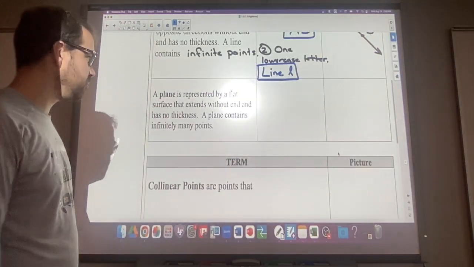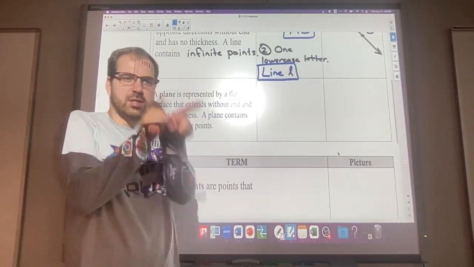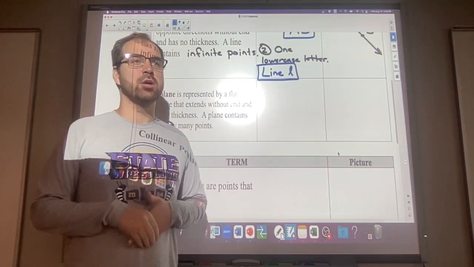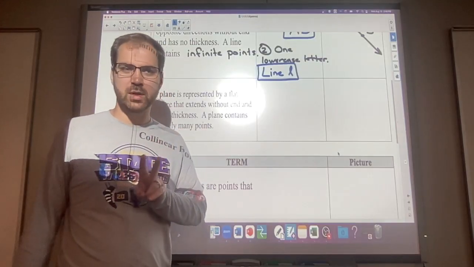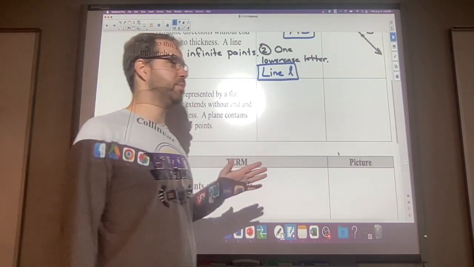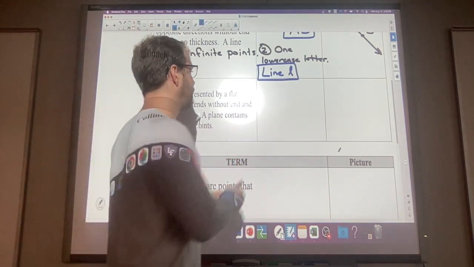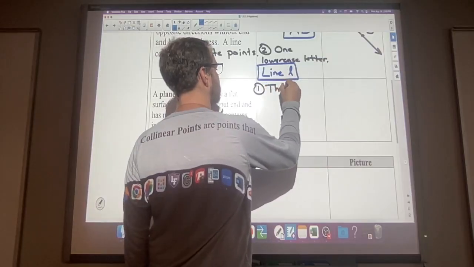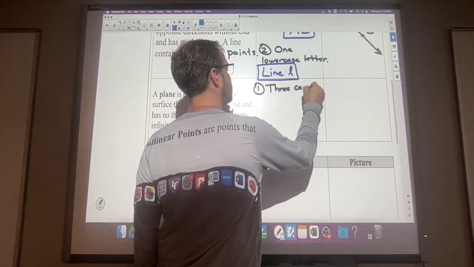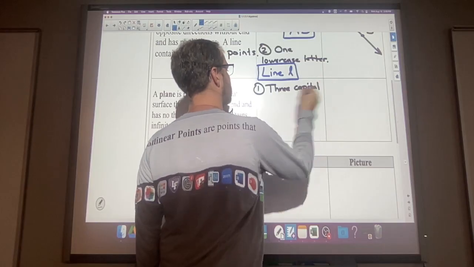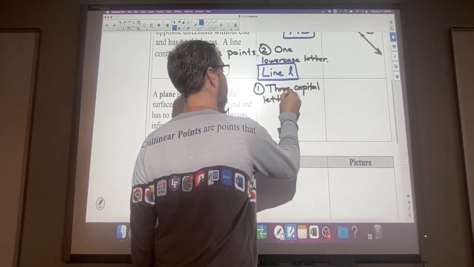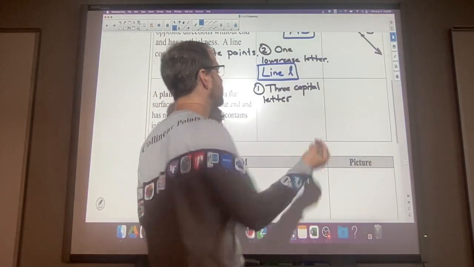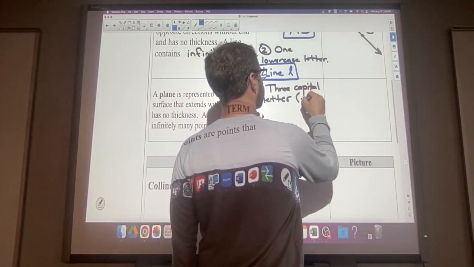Now, because it's not just a line going in 2 directions, it's going in every direction, it's really hard to name it. So we have 2 ways to do this as well. It's a little bit particular, but it's not too bad. So the first way is we use 3 capital letters. Once again, these capital letters are points. I say capital letters, but really it's describing a point on there. So I'll just make that clear.